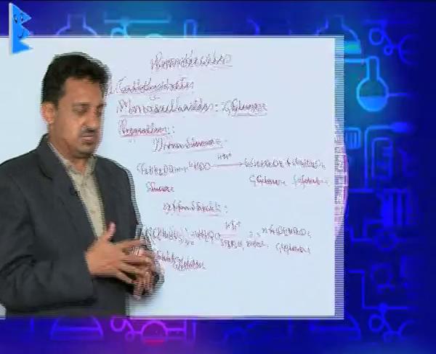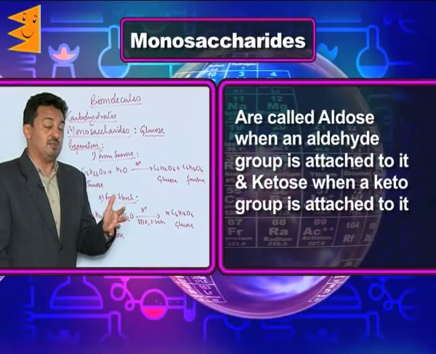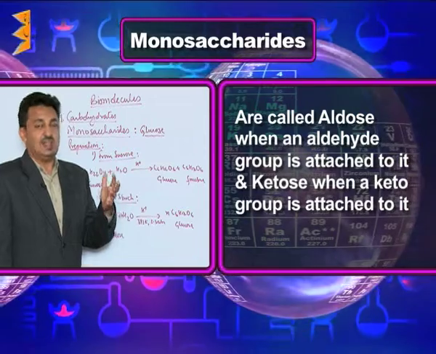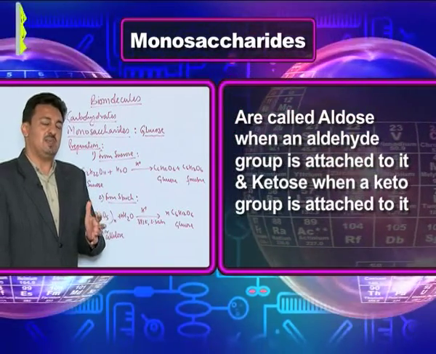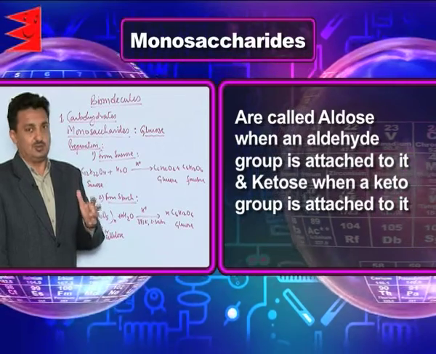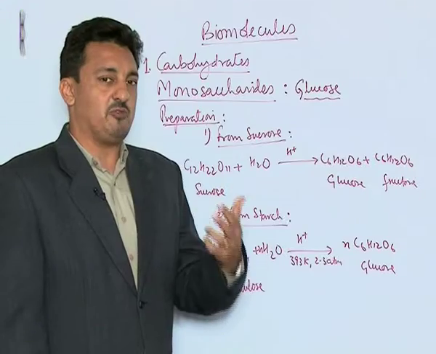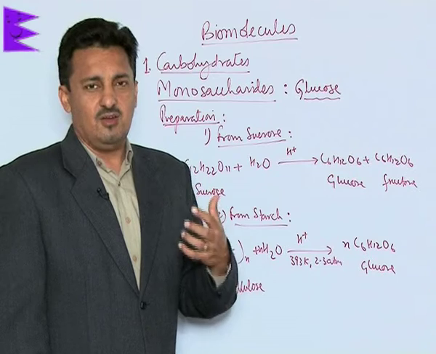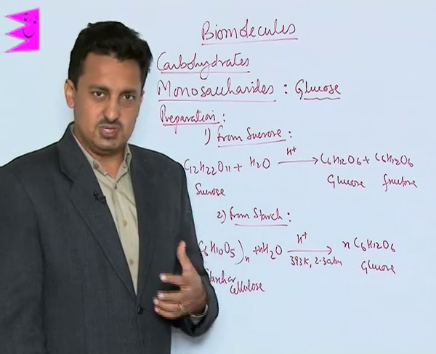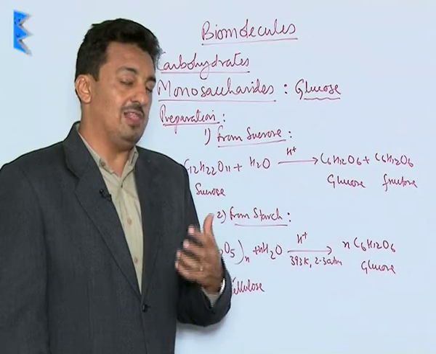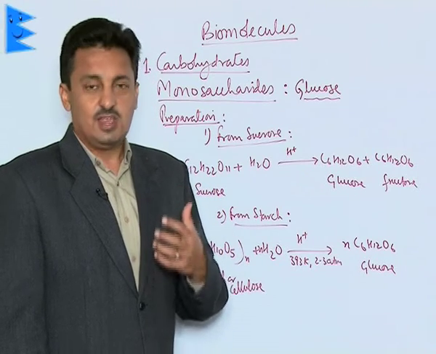when the main functional group present in them is an aldehyde group, we call them aldoses. If the main functional group present in them is a ketone group, we call them ketoses. And according to the number of carbons, they can be called aldotrioses or ketotrioses. If the number of carbons is 4, we call them aldotetroses, ketotetroses.